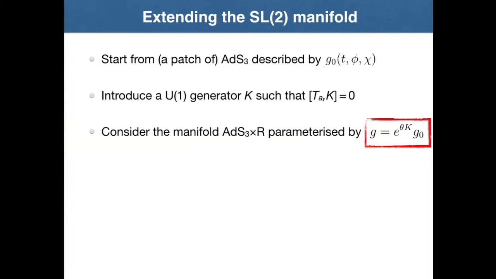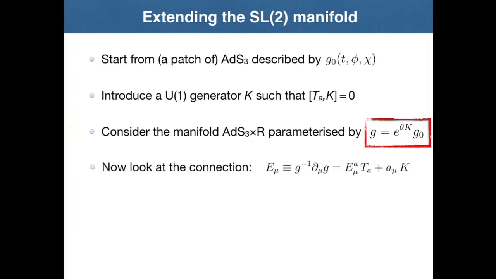So the idea is that we start again from a patch of anti-de Sitter three described by a certain group element, and we introduce a U1 generator. So we introduce a generator that we assume commutes with the SL2 generators, and then we consider an extended manifold which is parametrized in this way. So we take our beloved parametrization of ADS3 and we just add the extra generator with a certain parameter that we would like to interpret as a coordinate in an extended manifold.